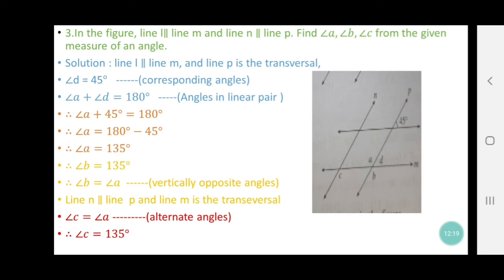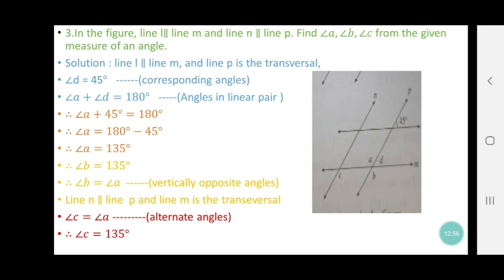And we are supposed to calculate A, D, B and C. The very first thing, here we have to consider two parallel lines and one of the lines as a transversal, and then we have to move on with the properties of parallel lines and their pairs of angles. First we are going to consider that line L is parallel to line M.